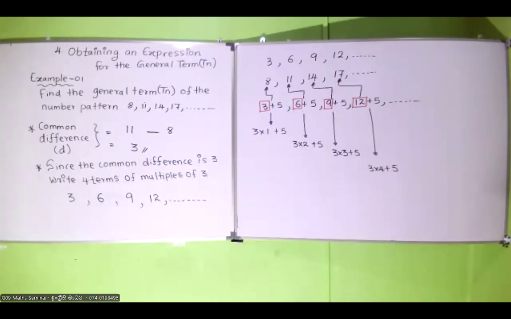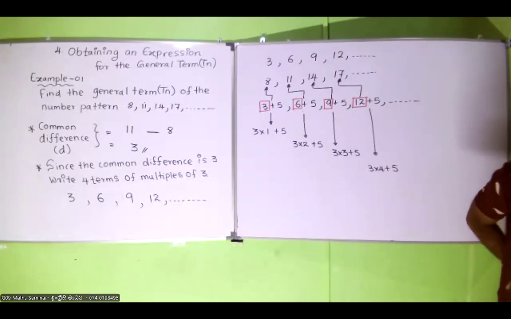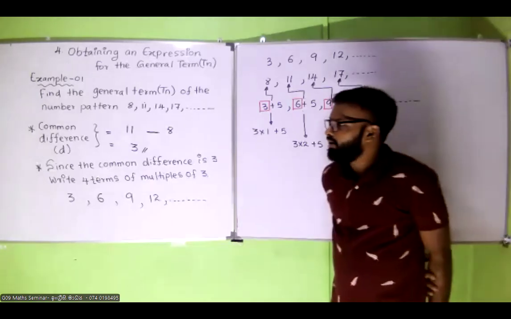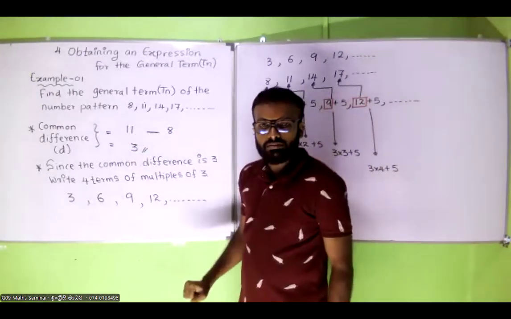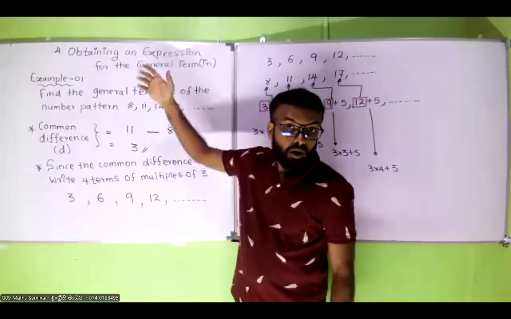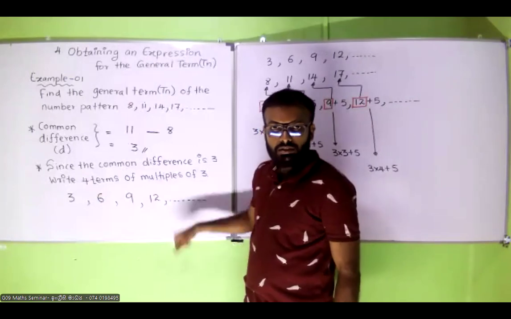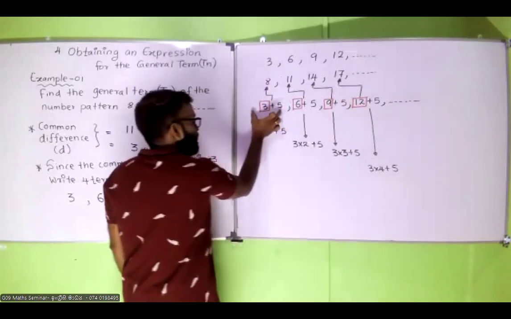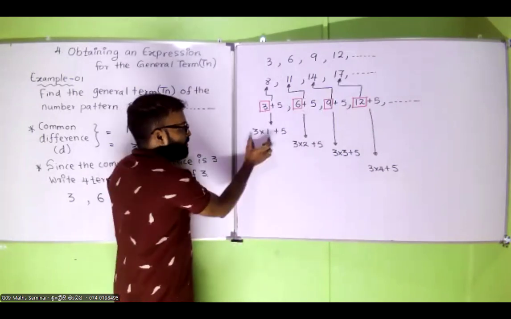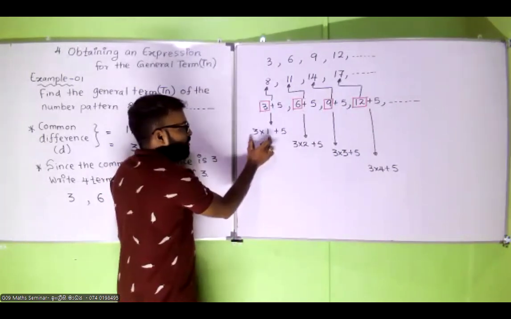When I am explaining, don't write down. I explain, focus on the board. Otherwise, you miss the things. Hope you can understand the pattern. Common difference: if the common difference is a number, you have to write the multiples of that number. Then fill the gap. Then write down like this.